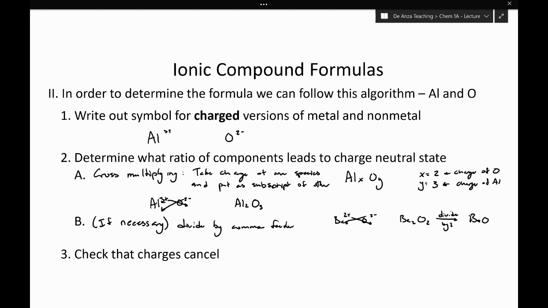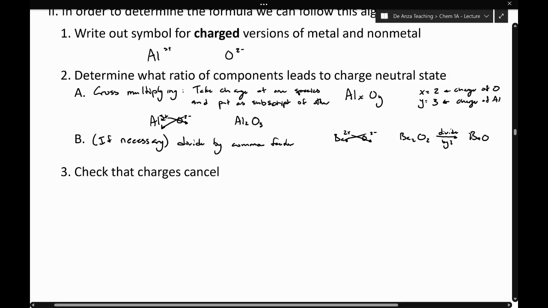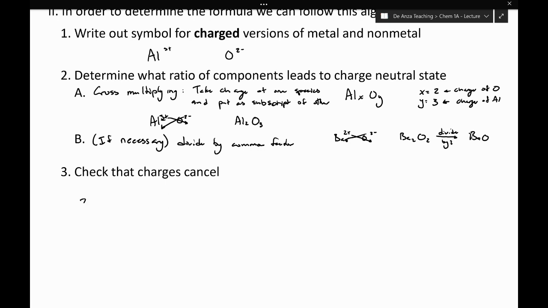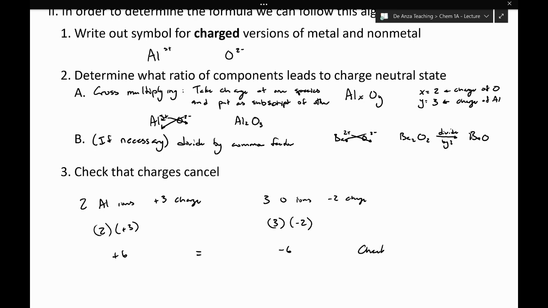And then finally, continuing with our aluminum oxide example, we want to make sure that our charges cancel out, that we have charge neutrality. We know that we have 2 Al ions, and each of those Al ions has a plus 3 charge. So we take 2, the number of our ions, times the charge, plus 3, and we get plus 6. Now we look at our oxygens. We have 3 oxygen ions, and each has a minus 2 charge. So we take our number of oxygen ions multiplied by the charge, and we get negative 6. So we have a plus 6 and a minus 6. They're equal and opposite, so they cancel out, and this checks out.